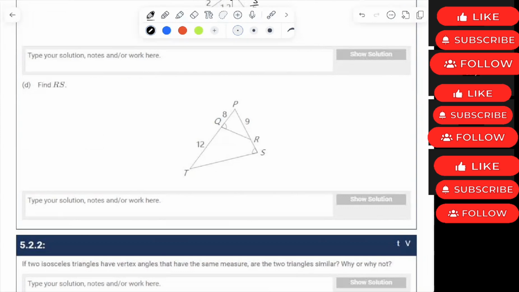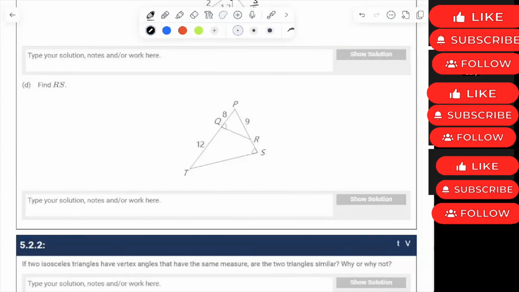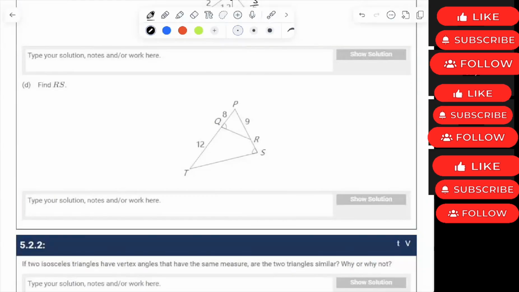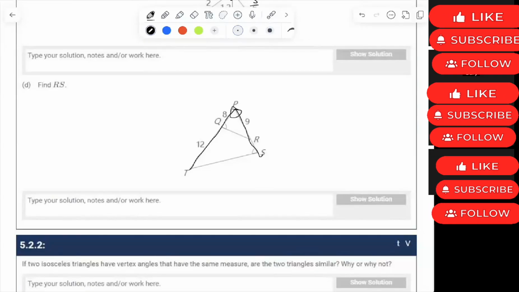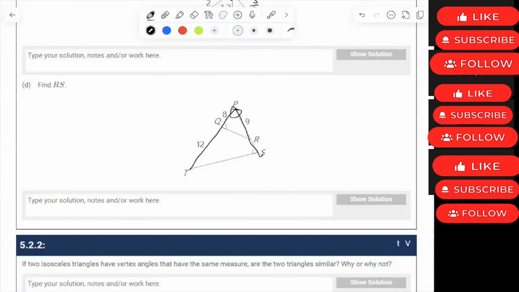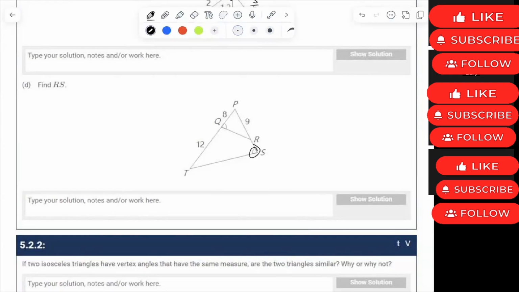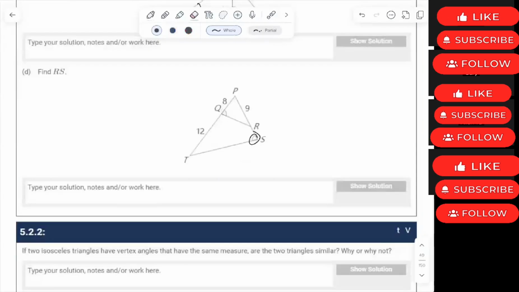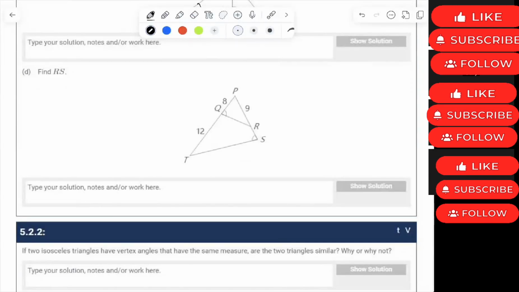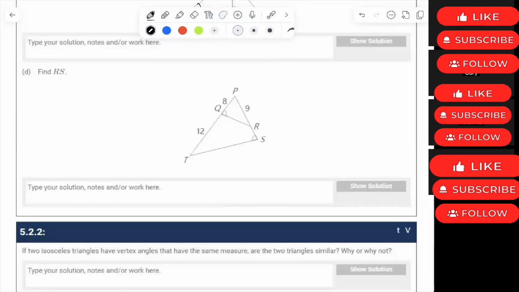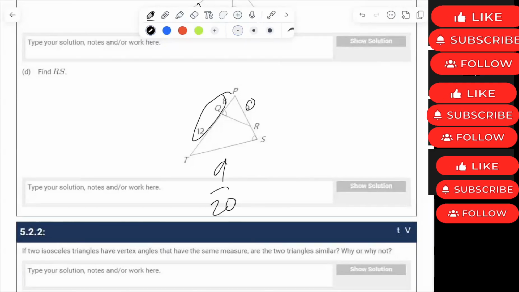In this case, now we want to find RS. Now, how do we find a similarity in this one? The similarity does not look quite obvious, but notice that we have an equal angle over here. We have a shared angle, which is P, from which you can also get that there's another angle that's equal. So you can get PQR is equal to PST, and thereby find the ratio between this side and this side, which is 9 to 20.